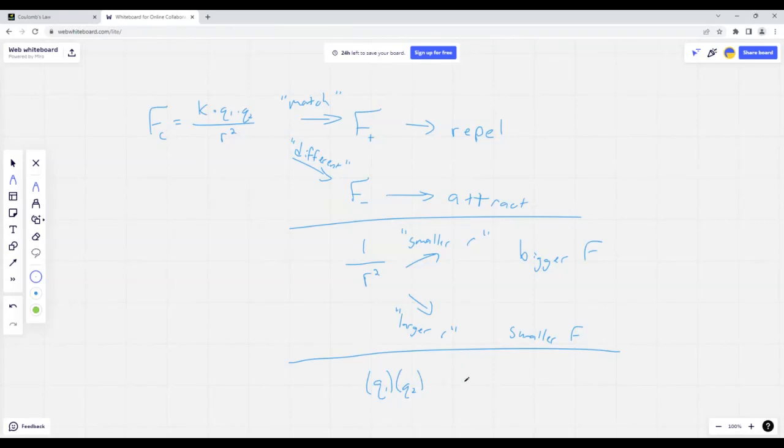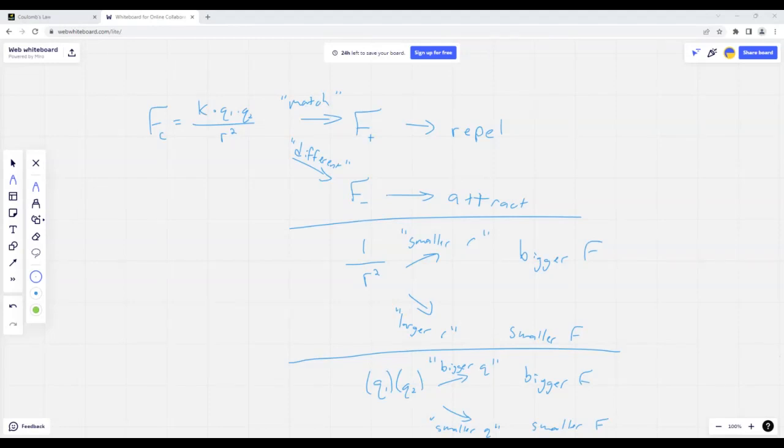And so if Q1 and Q2 are bigger, so if I have bigger Q values, then I get a bigger F value. And then if I have smaller Q values, smaller charges, then I get smaller forces, so smaller values for F. All right, and then, for the last time, K is a constant, so that's not really going to change anything, but we can see how these are going to work.